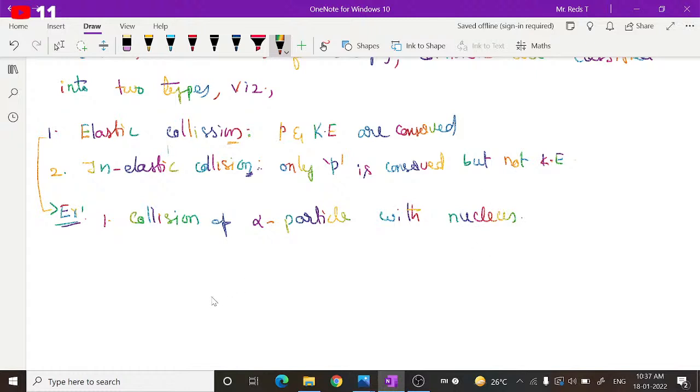And another one is collision between any atomic particles, any charges or atoms, any atomic particles.